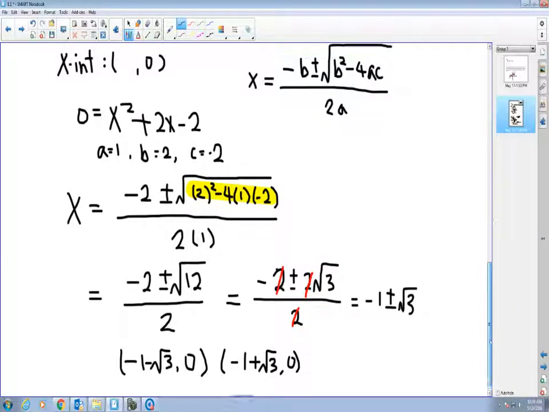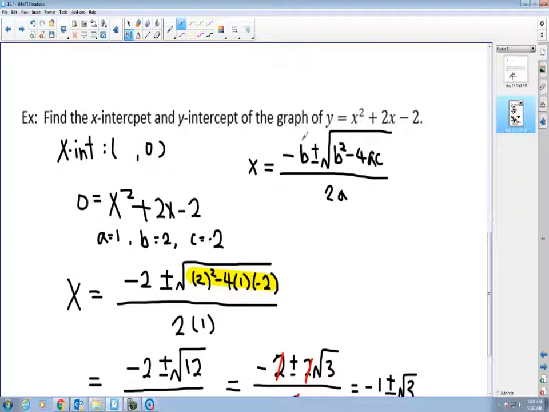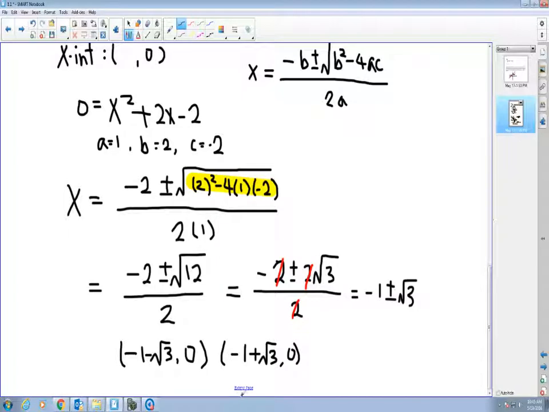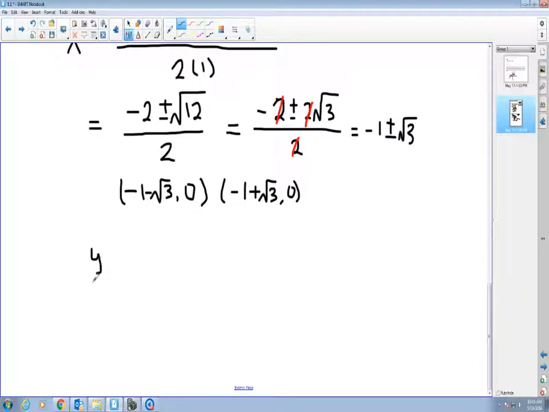All right, now let's do the y-intercept. The y-intercept is where we have to substitute 0 for x. So if I put a 0 right here, that will be a 0. Put a 0 here, times 2 will be 0. So 0 minus 2, my y-intercept will be (0, negative 2).